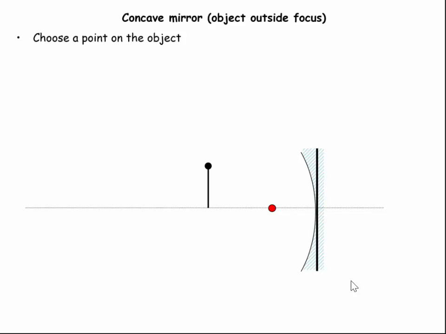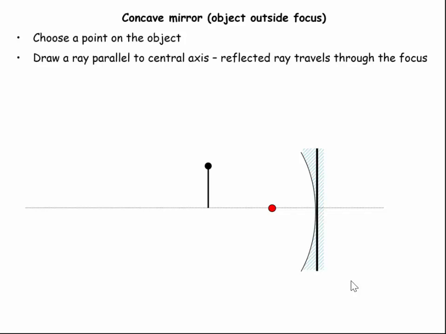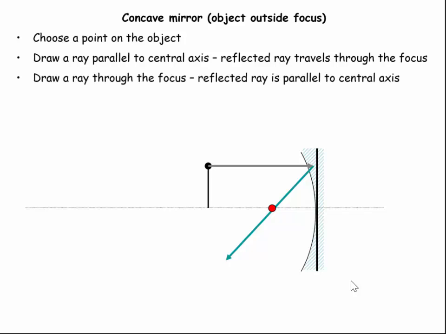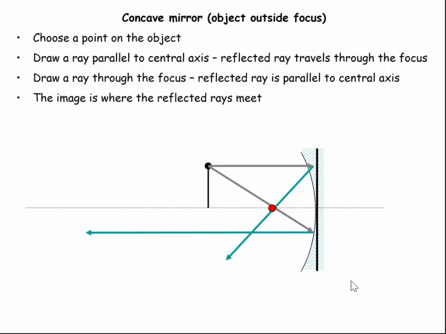So we choose a point on the object, usually the top of the object. We draw a ray which is parallel to the central axis, and then that ray, of course, reflects through the focus. If we draw a ray through the focus, the reflected ray is parallel to the central axis. Where those reflected rays meet, that is where our image is.